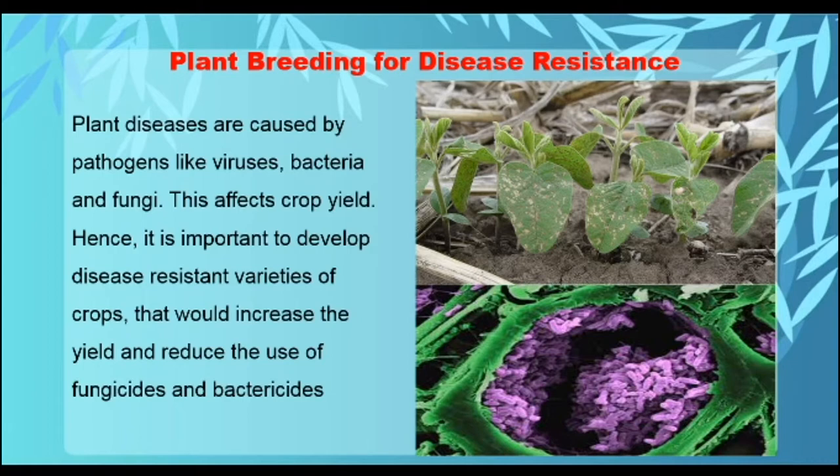Plant diseases are caused by pathogens like viruses, bacteria and fungi. So we should know what a pathogen is. A pathogen is an organism which causes disease. It may be a virus, a bacterium or a fungus. It disturbs the plant and reduces the yield. So it is necessary for us to protect the plants from this type of pathogen.